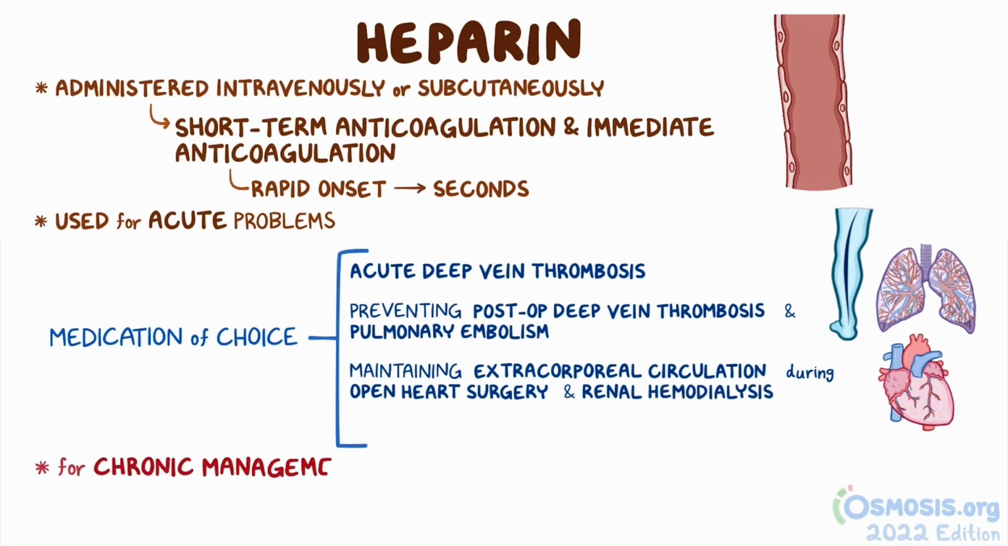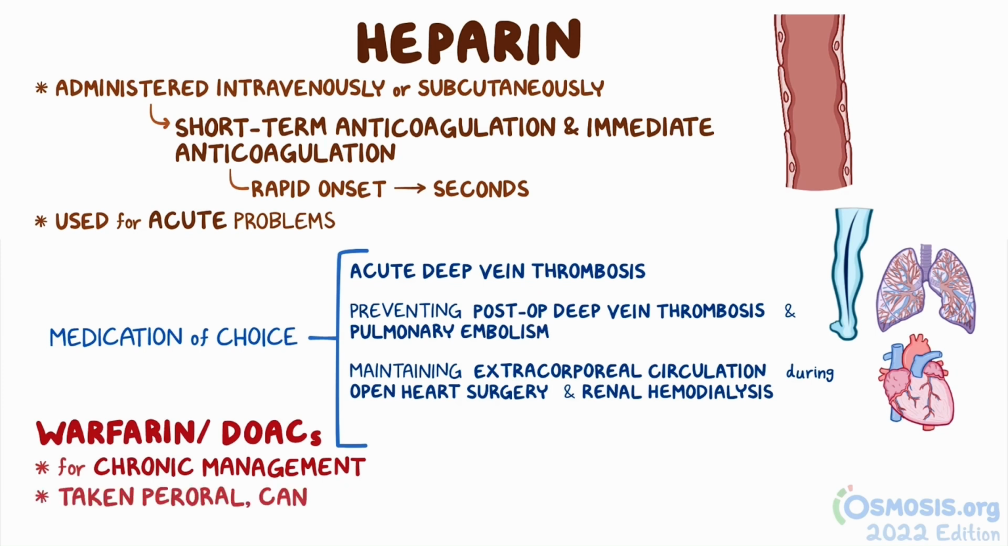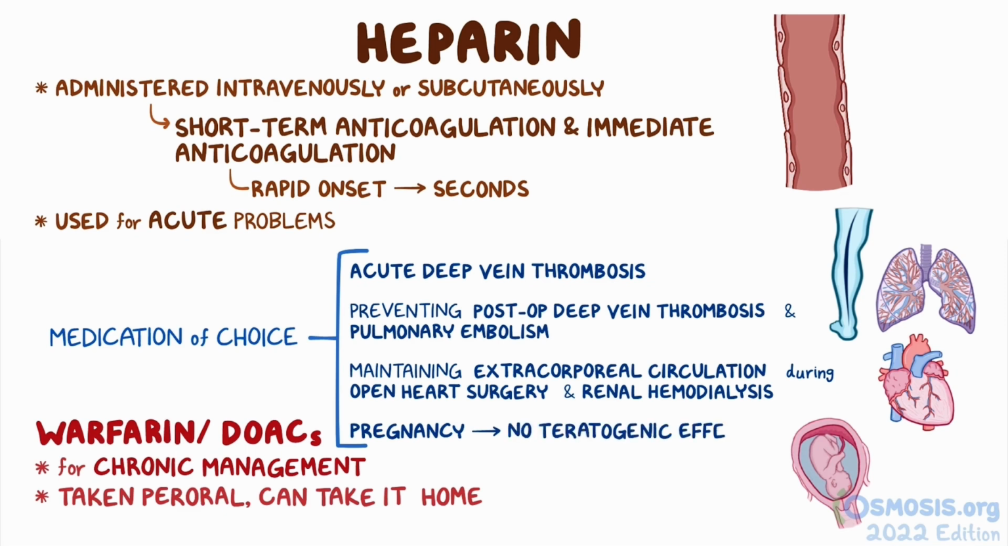For chronic management, warfarin or direct oral anticoagulants, or DOACs, are usually preferred since they can be taken perorally and the person can take the medication home. However, heparin is the preferred anticoagulant in pregnancy because unlike other anticoagulants like warfarin, it does not cross the placenta and therefore it does not have any teratogenic effects.